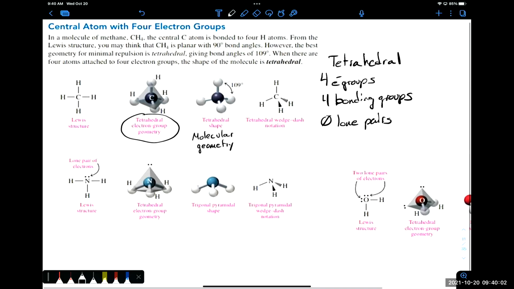So we come down then and look at this next molecule, which is ammonia. We have, again, 4 electron groups.